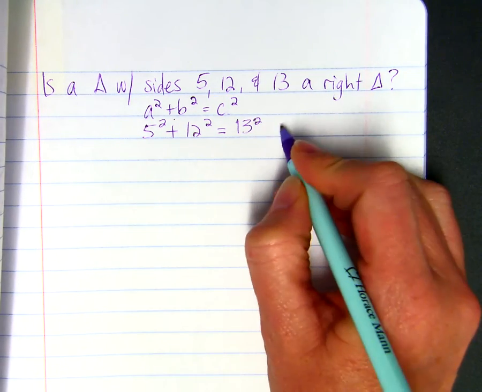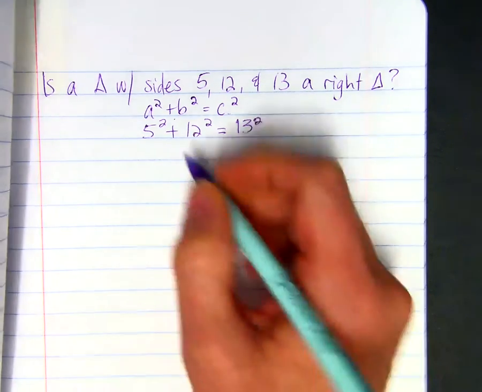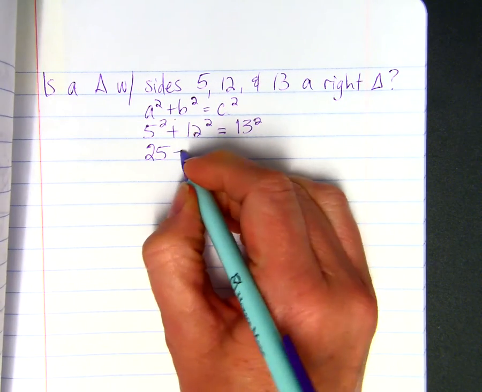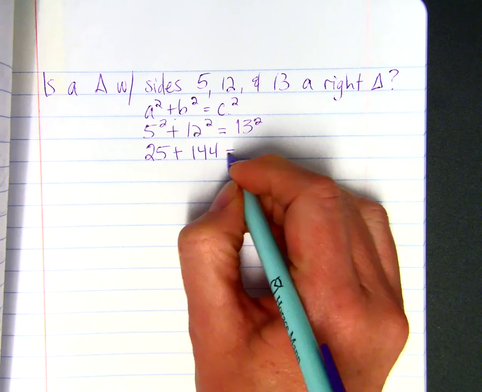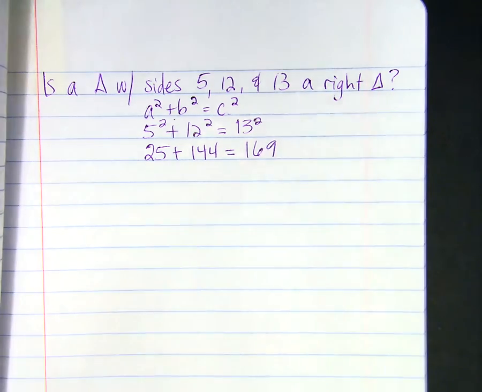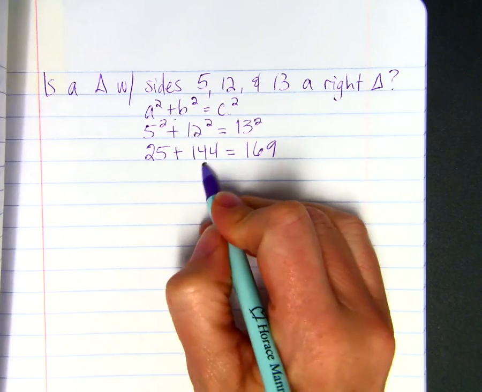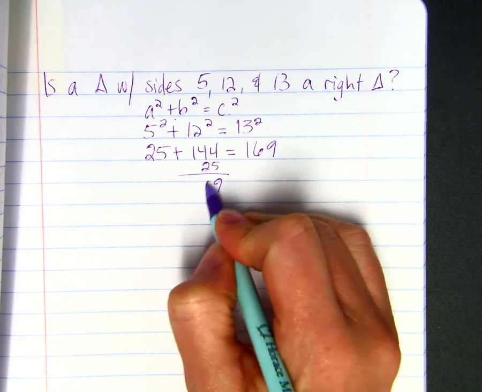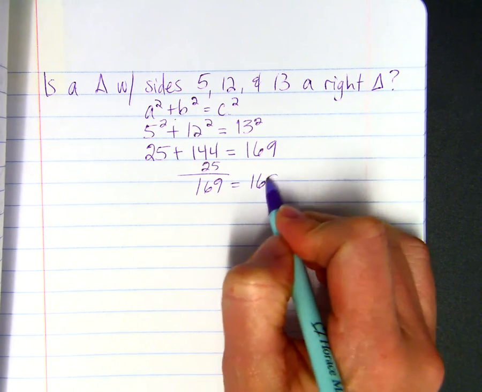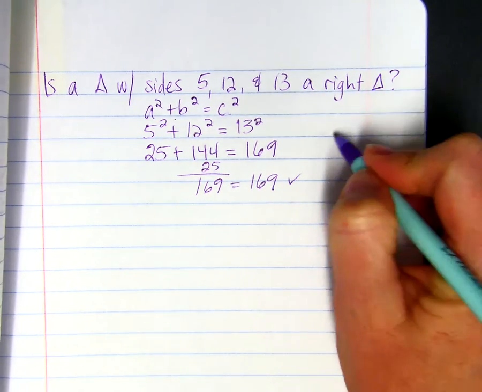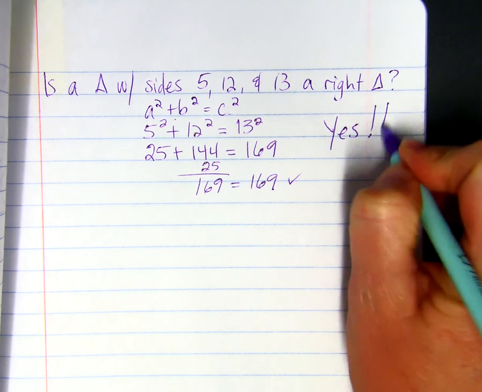So we're trying to figure that out. So we have 25 plus 144, does that equal 169? So we add them together. Yes, 169 equals 169. So the answer is yes, it does make a right triangle.